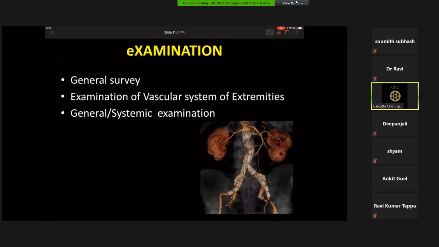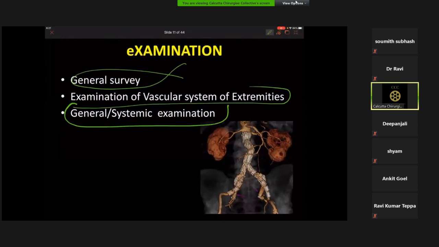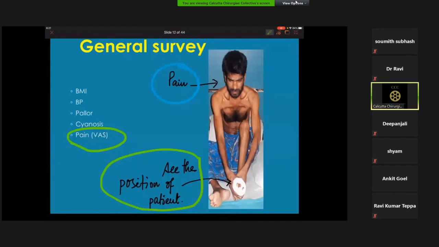Now, whenever I talk about examination, it is a general survey, examination of the vascular system of the extremities, and a general or systemic examination. In the general survey, the important points apart from BMI, blood pressure, pallor and cyanosis, is pain. As you can see in his face, he has a very anxious face, he is very worried about his pain, he should be. Please see the position of the patient. I took it from one of the textbooks of practical surgery, and some people call it a hand-holding position. But the patient is sitting upright, screaming in pain.